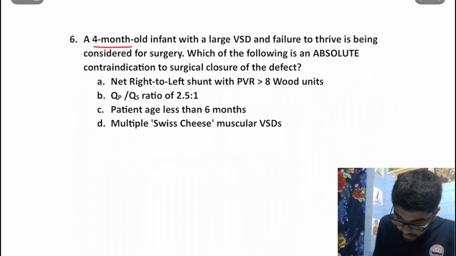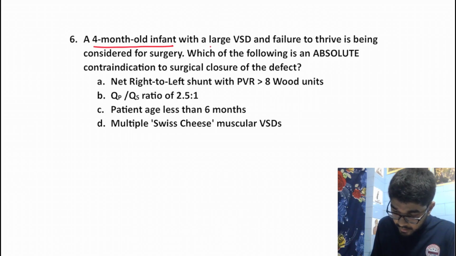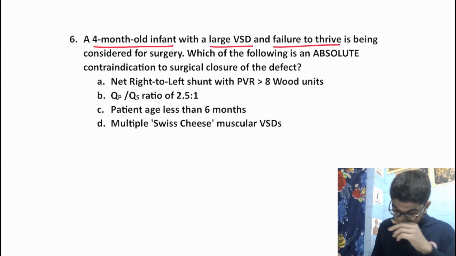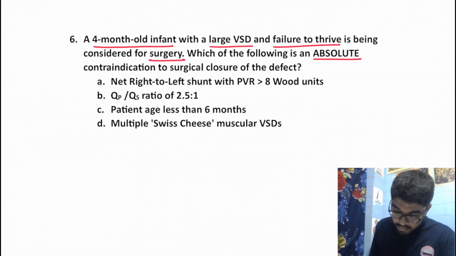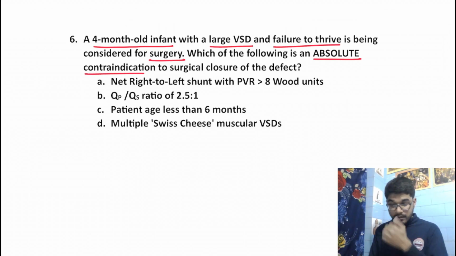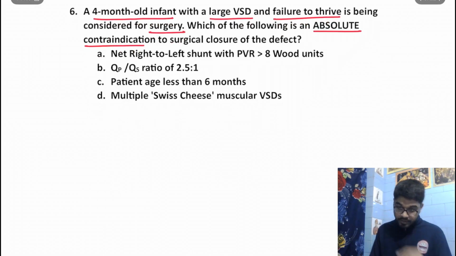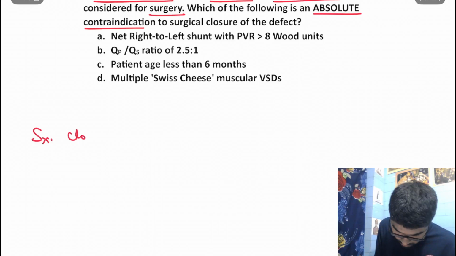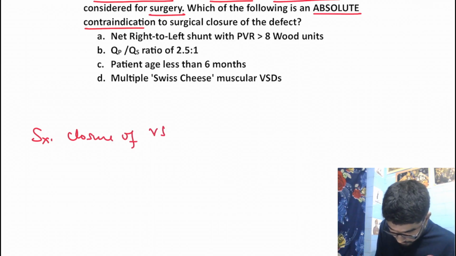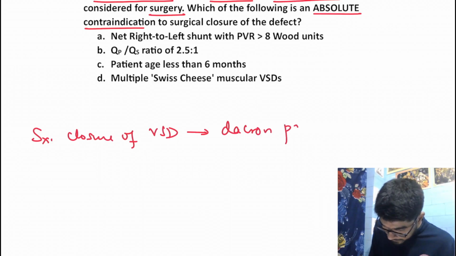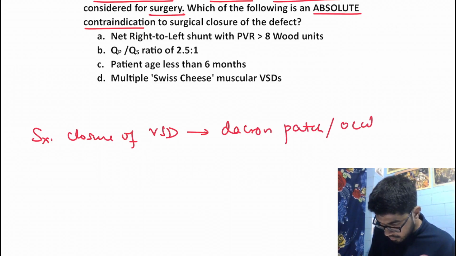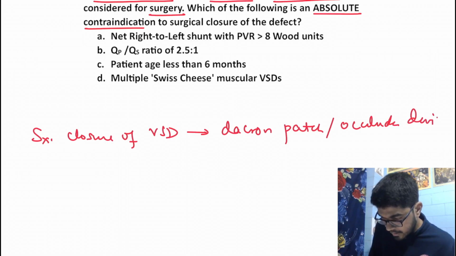Now, a 4-month-old infant with a large VSD and failure to thrive is being considered for surgery. Which of the following is an absolute contraindication to surgical closure of the defect? Before we answer this question, let's have a look into the surgical closure of VSD. It can be done via two means, either via a Dacron patch, or we can use an occluder device.